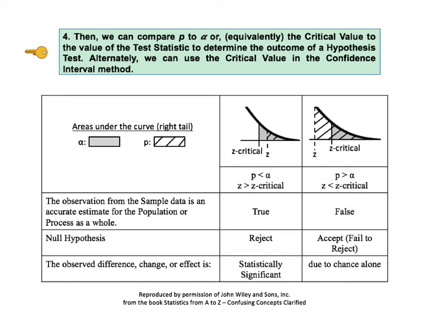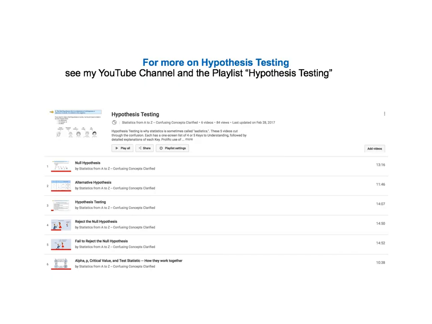Key to understanding number 4. Then we can compare p to alpha, or equivalently, we can compare the critical value to the value of the test statistic. This will determine the outcome of a hypothesis test. Alternately, we can use the critical value in the confidence interval method. You might elect to pause the video and read the contents of this visual in detail. It summarizes a lot of information in one place. It is explained at length in the video P, the p-value, so I won't go through all that here.